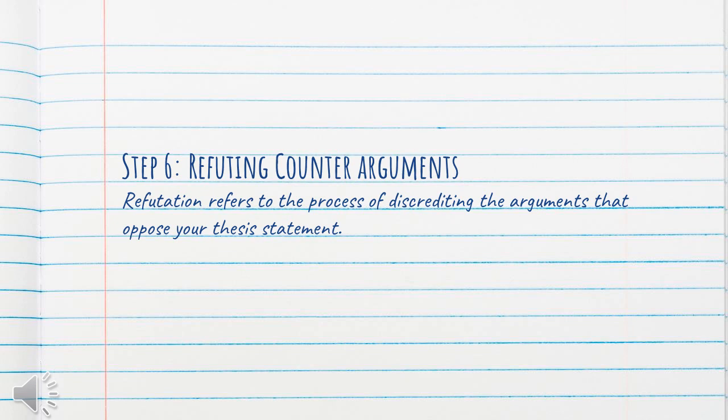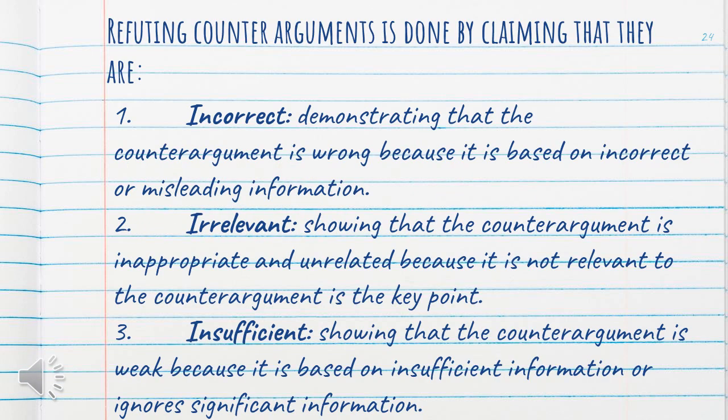Step 6. Refuting counter-arguments. Refutation refers to the process of discrediting the arguments that oppose your thesis statement. Refuting counter-arguments is done by claiming that they are, first, incorrect, demonstrating that the counter-argument is wrong because it is based on incorrect or misleading information.